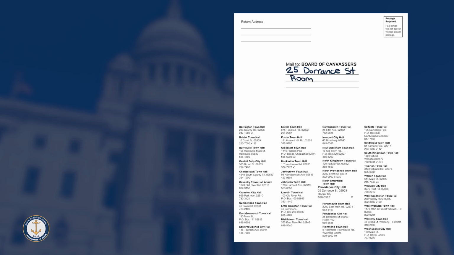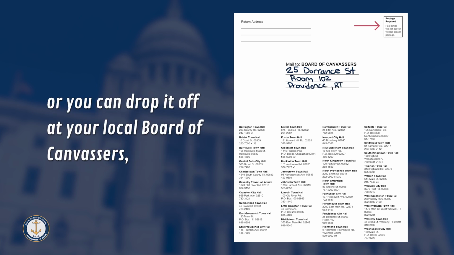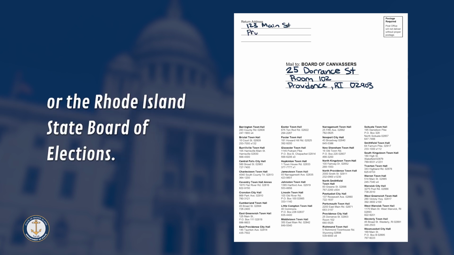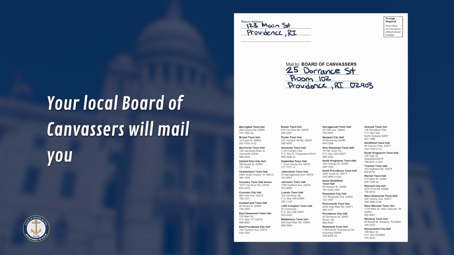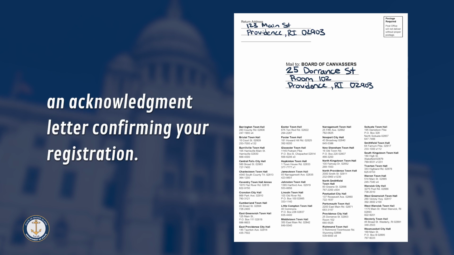To submit your form, you can place a stamp directly on this form and put it in the mail, or you can drop it off at your local Board of Canvassers, the Rhode Island Department of State Elections Division, or the Rhode Island State Board of Elections. Your local Board of Canvassers will mail you an acknowledgement letter confirming your registration.